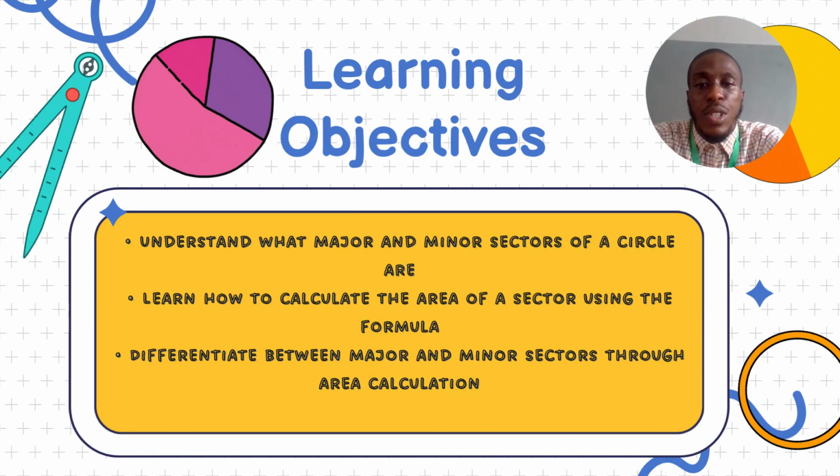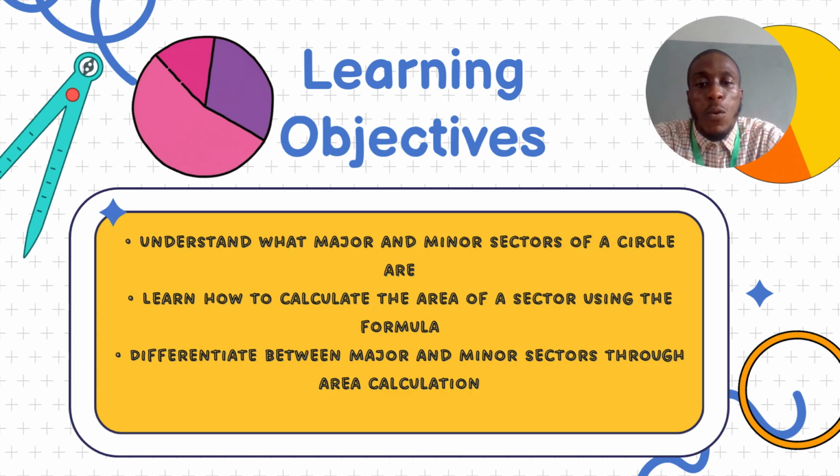Our learning objectives are the foundation upon which whatever we are talking about here will be done. The first is to understand what major and minor sectors of a circle are. The second is to learn how to calculate the area of a sector using a formula that is going to be given. The third is to differentiate between the major and the minor sectors through area calculation, that is, how we will know that this is a major sector and that is a minor sector.